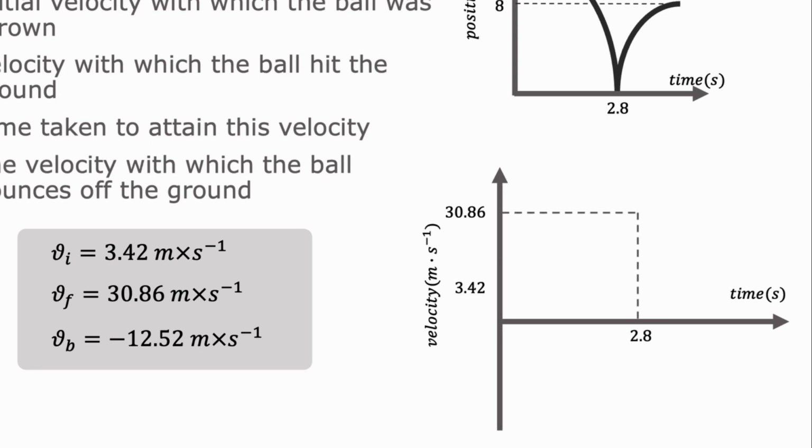For vertical projectile motion, the velocity graph is a linear function. Once the ball hits the ground, it bounces off with a velocity of minus 12.52 meters per second, which is the next point from where we will continue to plot the graph. After bouncing off, the ball will move upwards and slow down until its velocity becomes zero at the maximum height.